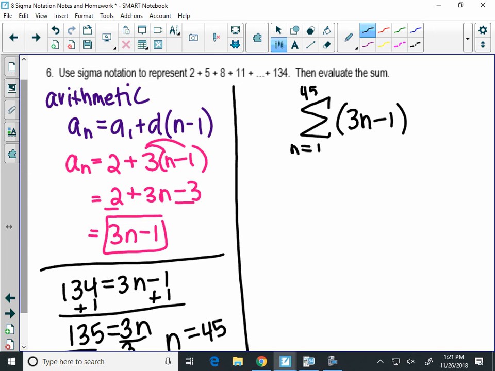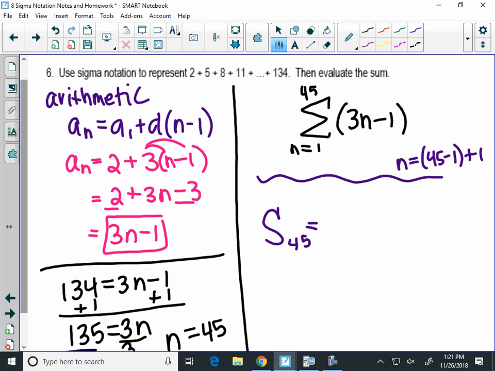Now, I'm going to show you the shortcut in just a minute, but we need to find the sum. So for now, let's practice one more time the long way. How many terms are you adding up from 1 to 45 here? Remember, we find n by taking the top minus the bottom plus 1. So we're adding up 44 plus 1, which is 45. So we're finding the sum of 45 terms, which is 45 over 2. What's the first term you're adding up? 2. What's the last term you're adding up?